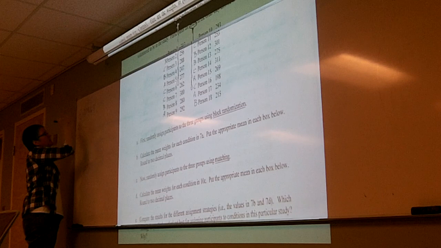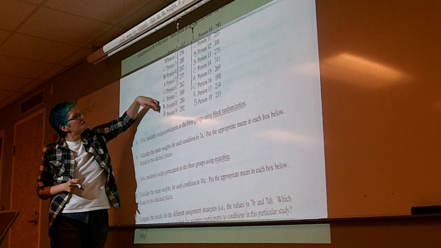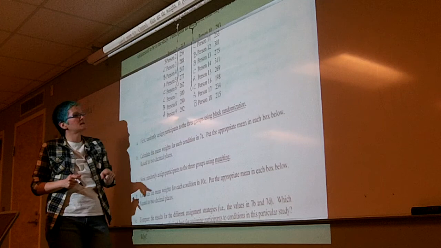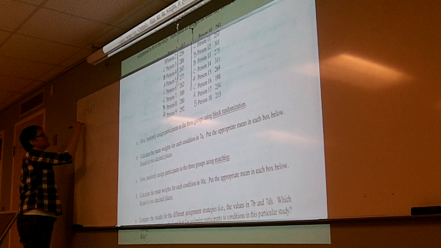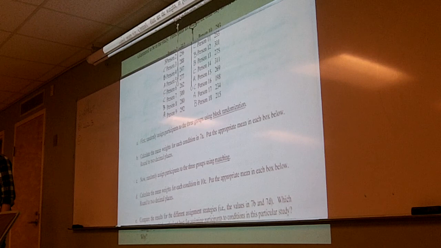Okay. Now the B's are going to be 256, 247, 280, 301, 275, and 215. 262.3. Do I have confirmation? Mm-hmm. Yes? Okay, so it was 262.33. We're rounding to two decimal places for practice.